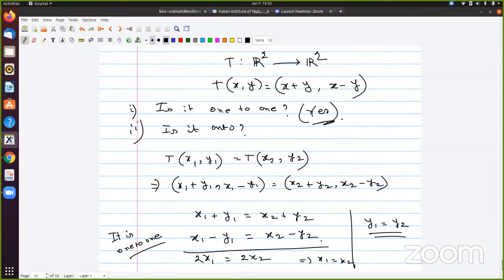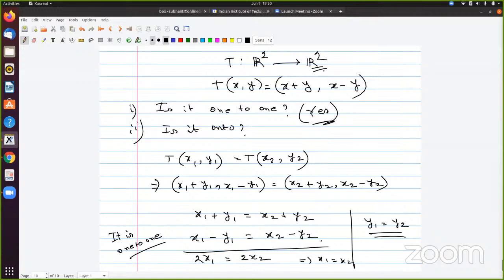Now what about onto? Any element here has a pre-image. Sir, can you pause for a moment? Sir, while writing the transformation T(x1, y1) equal to T(x2, y2), you said that the elements x1 and y1 are in the domain, right? And they are mapped to some image, and these images should be equal to the pre-images.